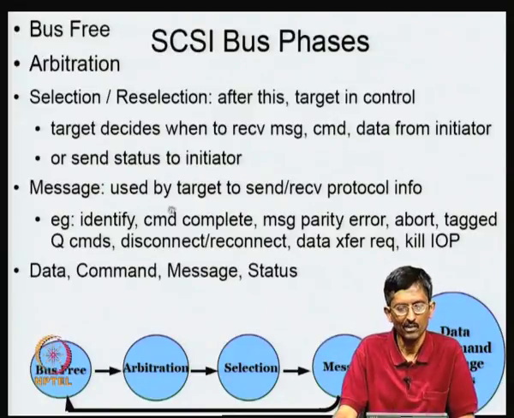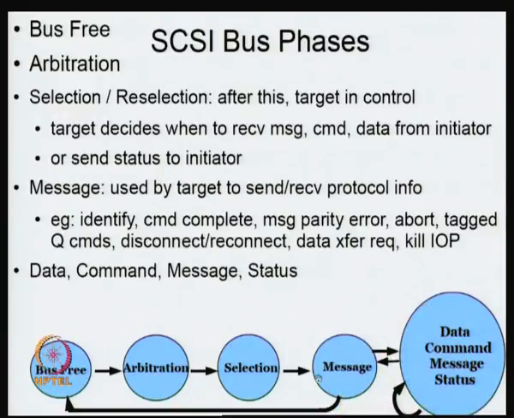So, for example, start with bus free, arbitration, selection, and then once the target is selected, the command is sent, and the target is now in control. It will say that I am ready to accept your command, and I have allocated buffers so that when you send information I can pick it up.